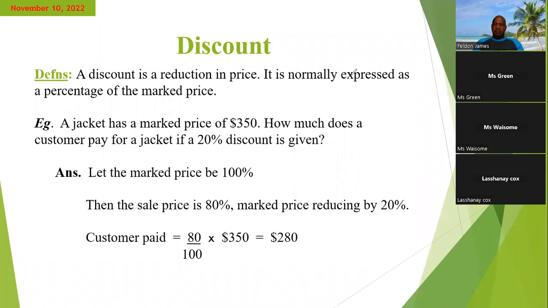So I was wondering about the 80, how you got the 80. I guess I did it a different way. I did it with the 20. This is how most people do it. They will write the $350, subtract 20 over 100 times the 350.